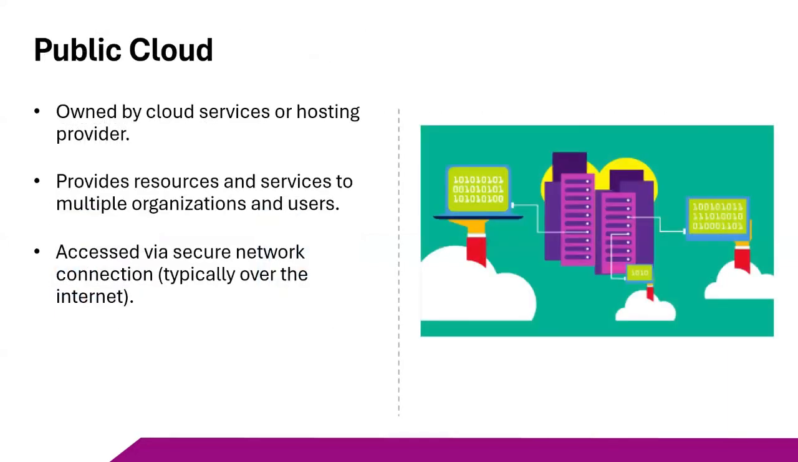So for this cloud computing we're talking about, there are three types of cloud. We have the public cloud, we have the private cloud, and we have the hybrid cloud. So public cloud is owned by cloud services or hosting providers such as Microsoft Azure, AWS, Google Cloud, GCP, that's Google Cloud Provider, Alibaba, Huawei, and others, right?